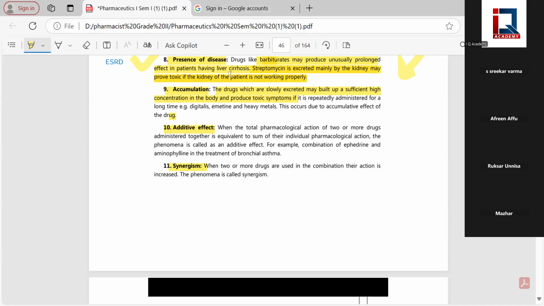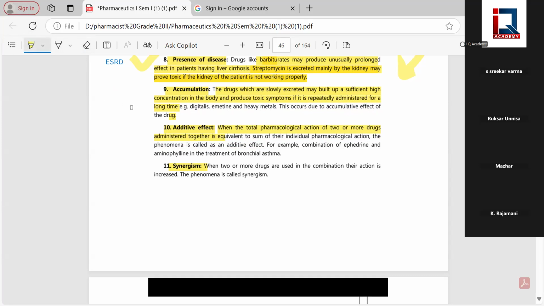So drug accumulation plays a vital role, and that is very important. A drug that is repeatedly administered for a long time, and is slowly excreted, builds up in the body. So what should we do? Lower doses have to be given, and it has to be given for a long time. That is drug accumulation. Next comes the additive effect, right?